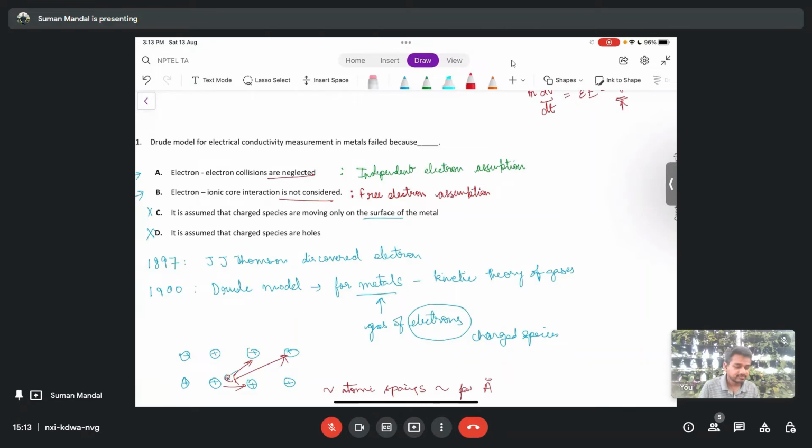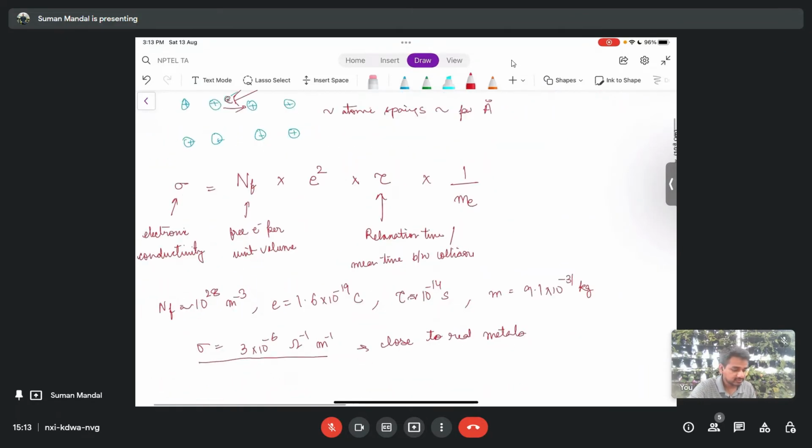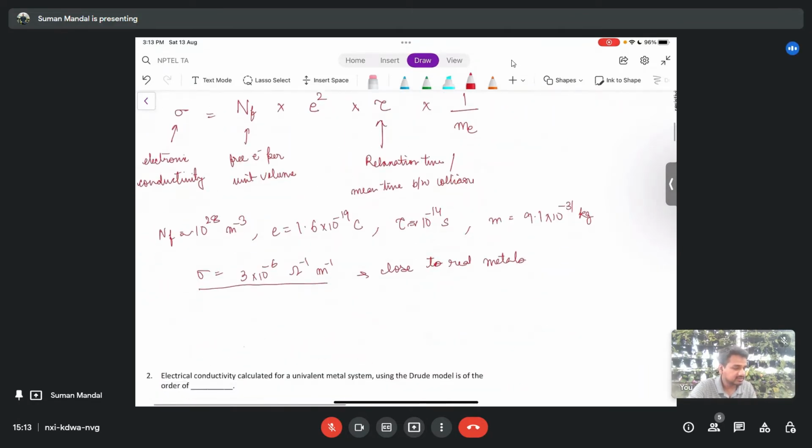Sir, it's 3 × 10^-plus 6, no, sir? Oh yes, sorry, it's plus 6. It's 10^plus 6 Siemens per meter, right? You are correct. So this is all correct with the experimentally observed value. So where is the error?